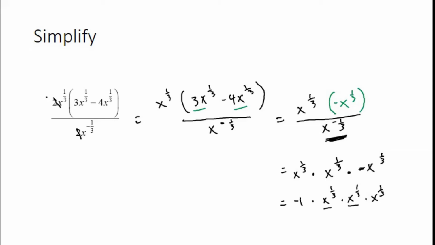When the bases are the same, we add the powers. So what do you get from 1/3 plus 1/3 plus 1/3? That's going to be 3/3 or 1. So this is going to end up being negative 1 times x to the 1. In other words, it's just negative x.